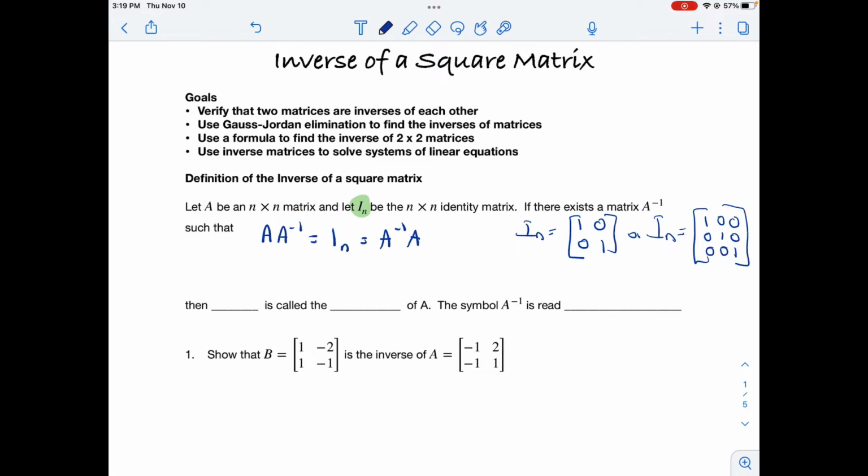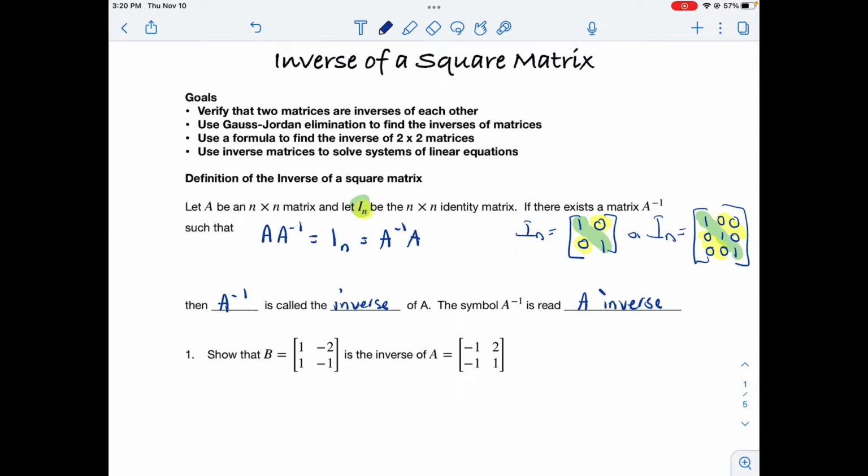Now the key is identity matrices are always square, and you have ones along the diagonal, your leading ones. And then everywhere else is zeros. That's called the identity matrix. So A to the negative 1 is our notation for the inverse of A. And it's simply read A inverse, or the inverse of A.